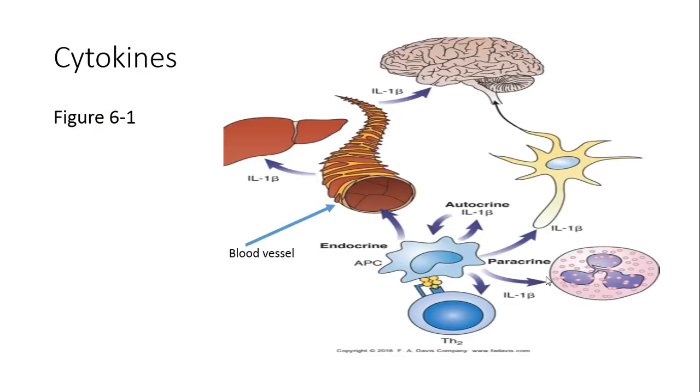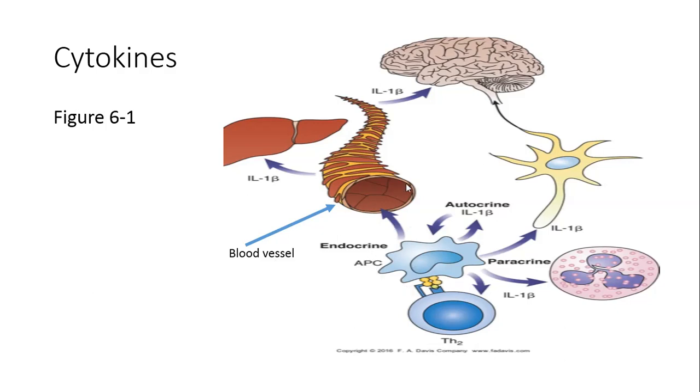Before we leave the effects of cytokines on the target cells, let's look at, I think this is in the book, figure 6-1 on page 78. This gives an overview of the cytokine story that we've been telling. In this illustration, the antigen presenting cell here, and that's of course what? The cytokine producing cell. The antigen presenting cell releases interleukin-1 beta.